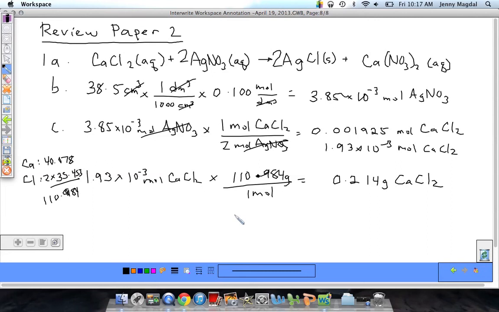Part D says I need to calculate the percentage of calcium chloride from the original sample. So I take the value that I just determined, 0.214 grams, divided by the entire sample mass, which is at the very top in my first part of the problem, 0.265 grams. I'm going to multiply by 100 to get it into percentage form, is 80.8%.